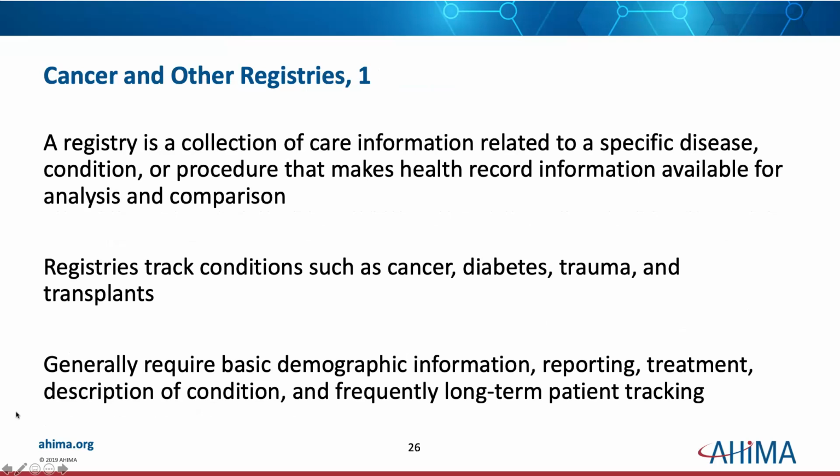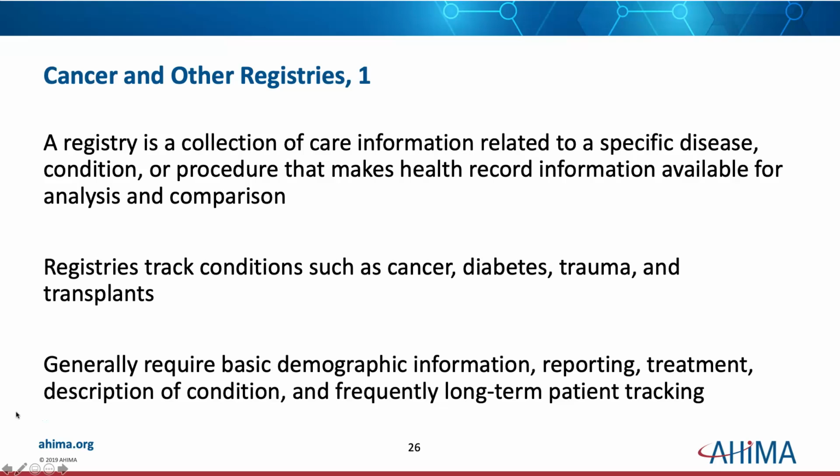Cancer and other registries: that's a collection of information related to a specific disease, condition, or procedure. It's really collected for analysis and comparison. Registries are sort of like a big database. They track cancer, diabetes, trauma, transplant, implants, and more. A birth certificate registry is another type, although it's a little different than these. I think it's going to be discussed a little later in this slide presentation.